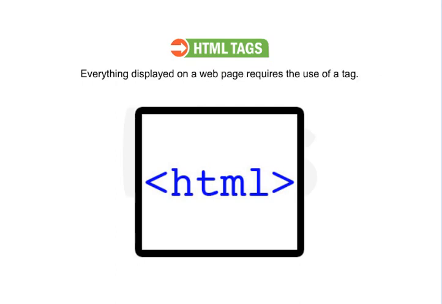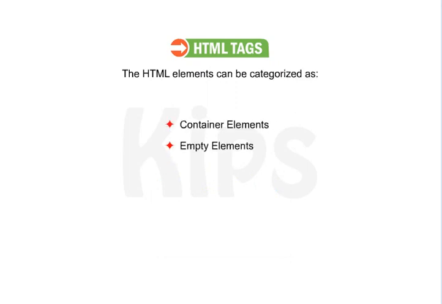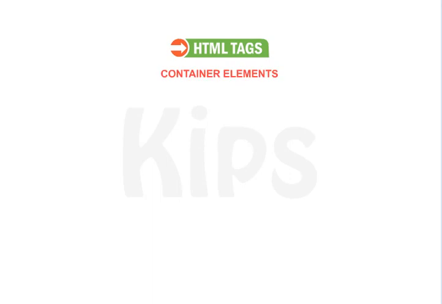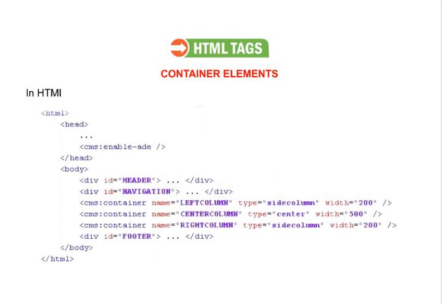Everything displayed on a web page requires the use of a tag. The HTML elements can be categorized as container elements and empty elements. Let's talk about container elements. In HTML, the tags that include both on and off tags are called container elements.